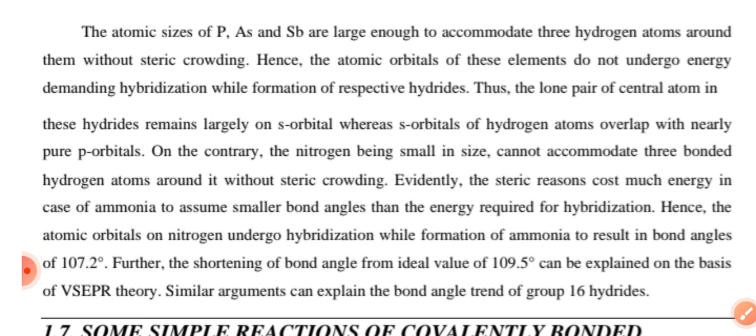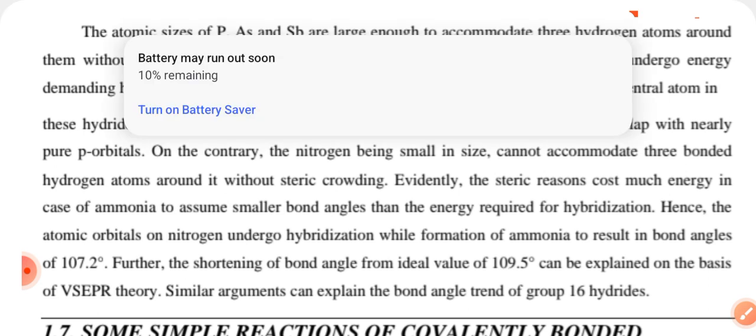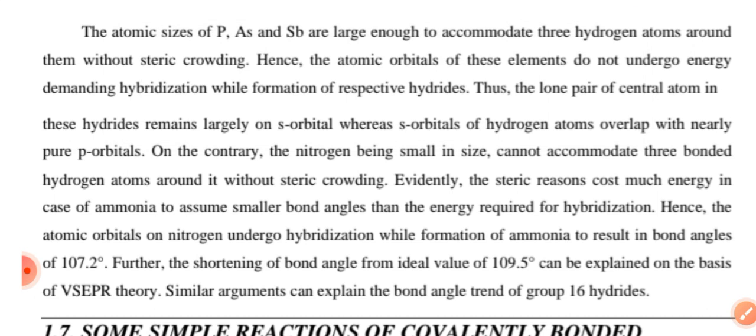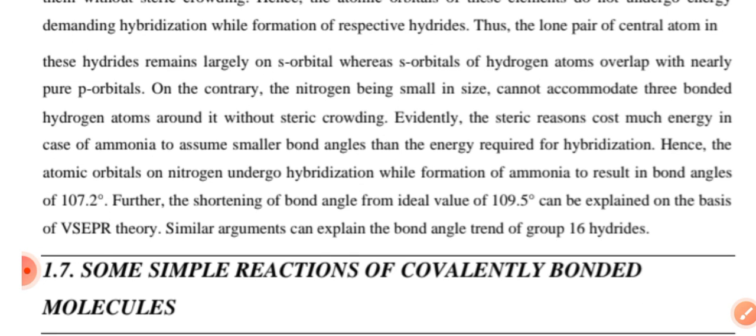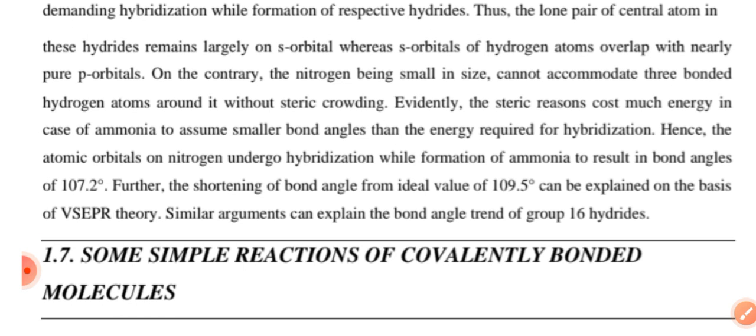The atomic sizes of phosphorus, arsenic and antimony are large enough to accommodate three hydrogen atoms around them without steric crowding. Hence, the atomic orbitals of these elements do not undergo energy-demanding hybridization during formation of the respective hydrides. Thus, the lone pair of the central atoms in these hydrides remains largely on the s orbital, whereas the s orbitals of hydrogen atoms overlap with nearly pure p orbitals.